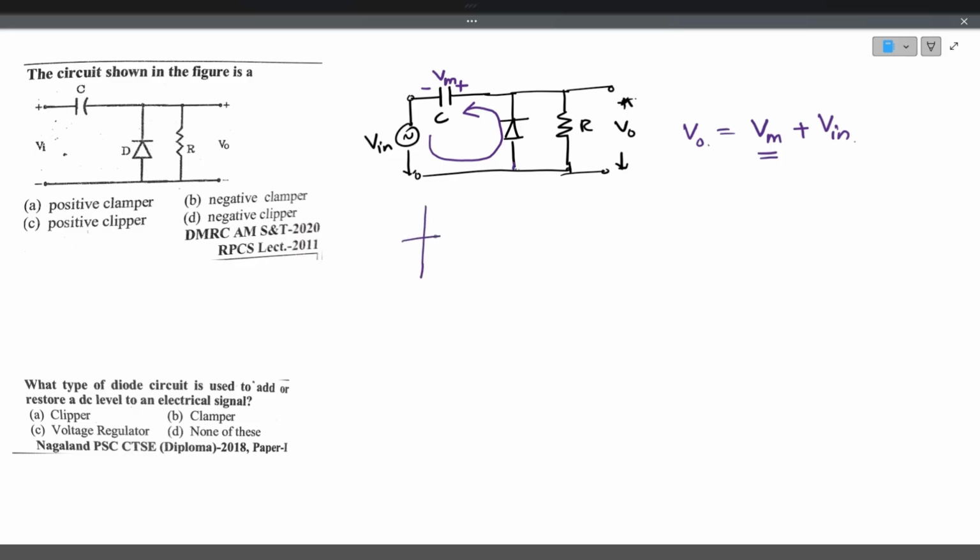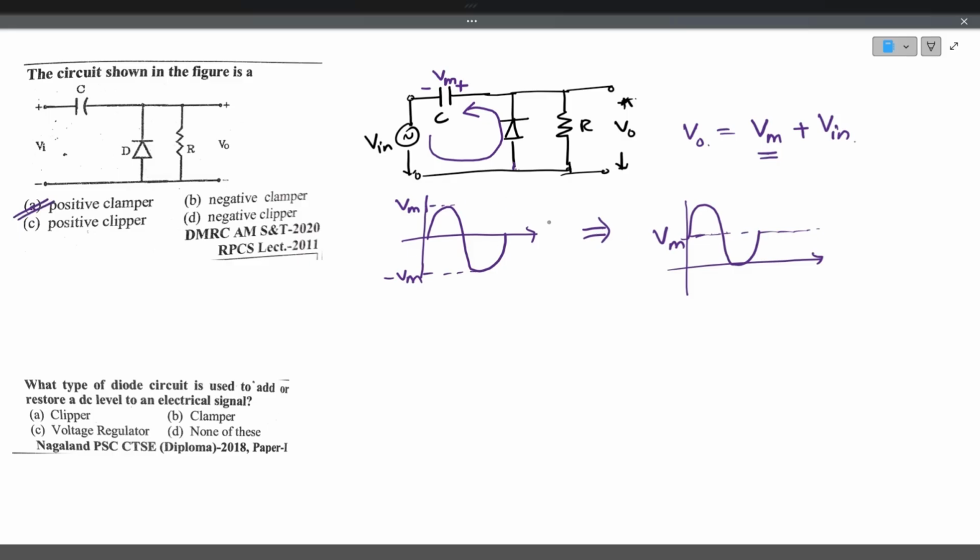This is the input voltage with the positive peak as Vm and negative peak as minus Vm. This is being shifted like this. The sinusoidal waveform is shifted with bias voltage as plus Vm. So the output will be like this. So this is adding a DC shift to the input voltage. That's why it is a clamper. So is it a positive clamper or a negative clamper? Now this is acting as a positive clamper because it is shifting the sinusoidal waveform to the positive side.